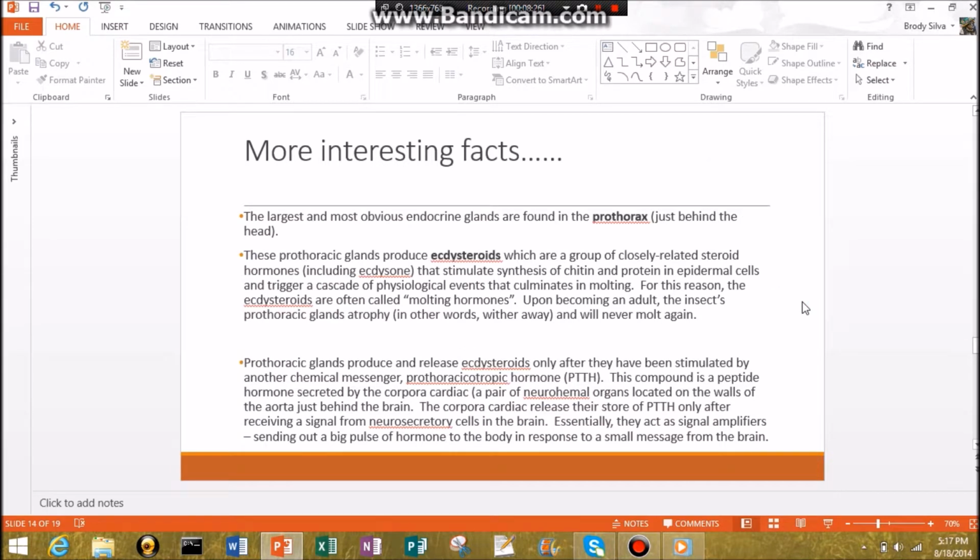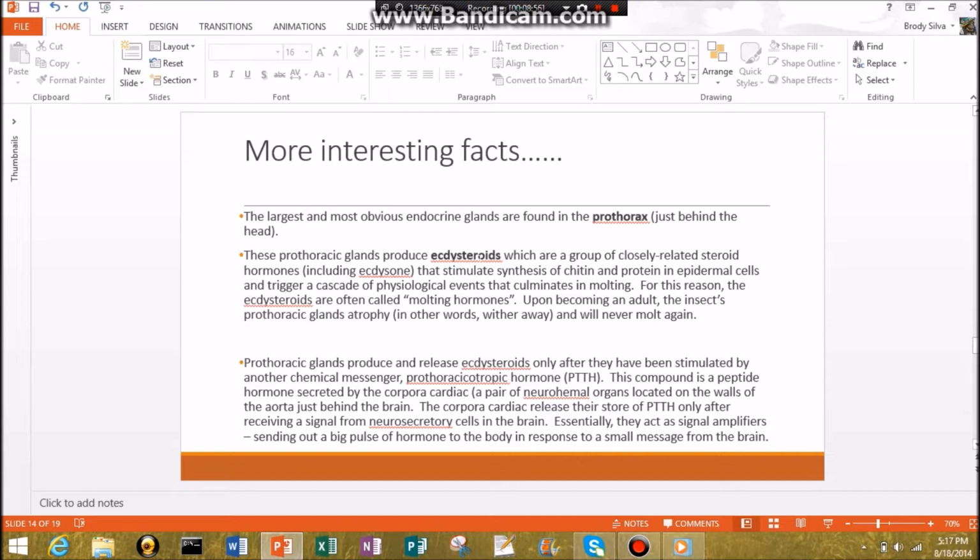A couple more interesting facts. The largest and most obvious endocrine glands are found in the prothorax, just behind the head. The prothoracic glands produce ecdysteroids. The prothoracic glands are basically endocrine glands in the prothorax, which will be explained in the external anatomy video. Hence prothoracic. Ecdysteroids are closely related steroid hormones, including ecdysone, which is just one of them.